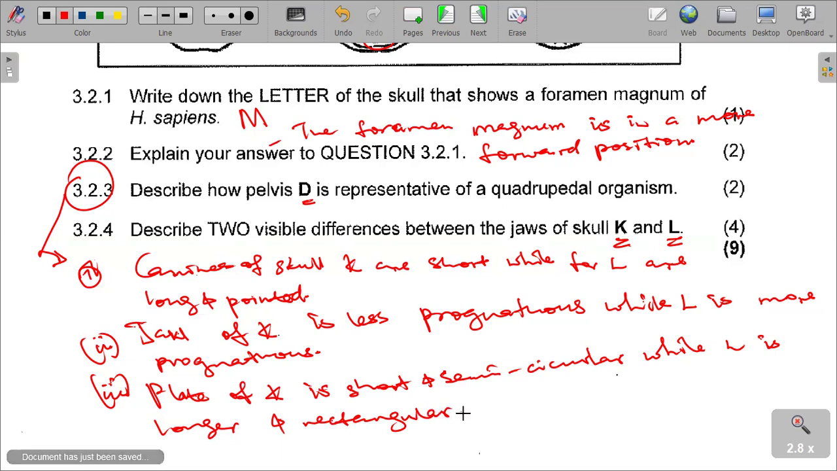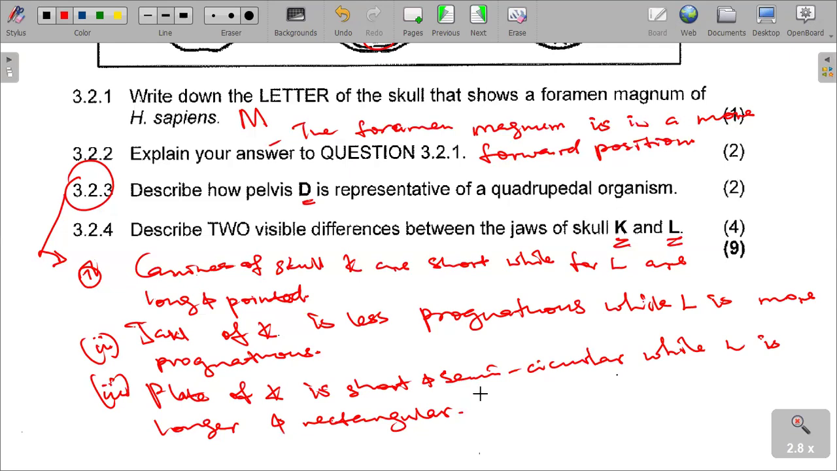I'm sure these are some of the differences that we can see there. These are quite notable differences that we can see from the scales that we are referring to in this question.